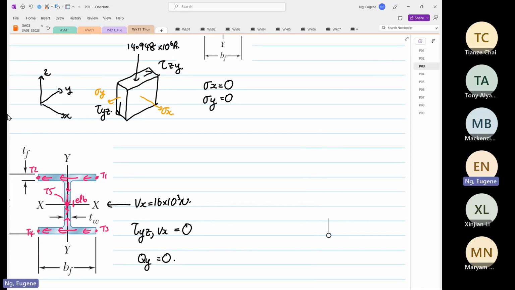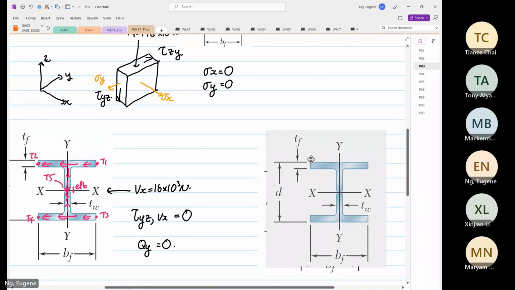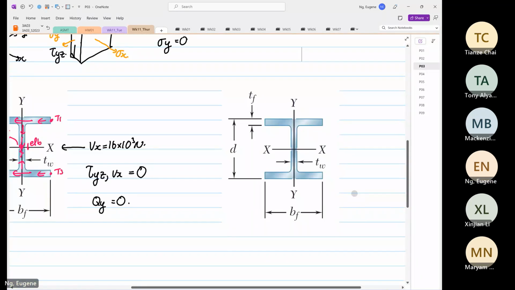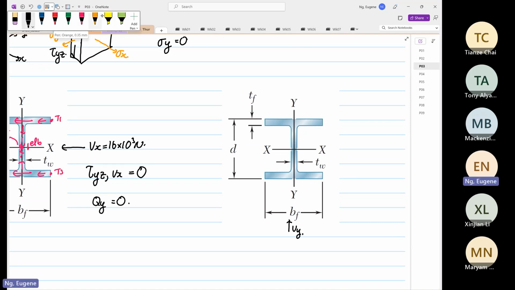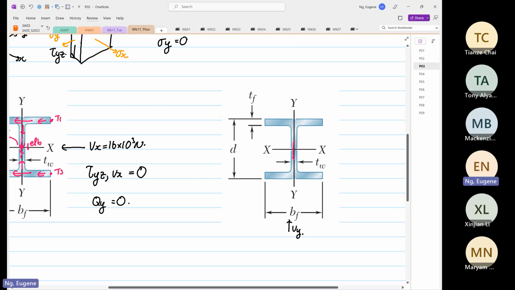Then the Vy is not impossible, but you have to focus. It's a bit more complicated to calculate. So this is our Vy, right? If we were to sketch our shear flow, the web controls the direction.